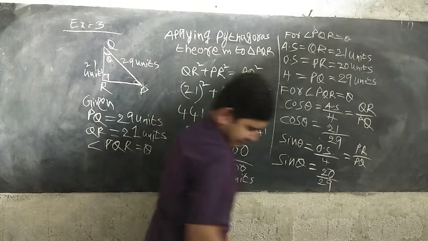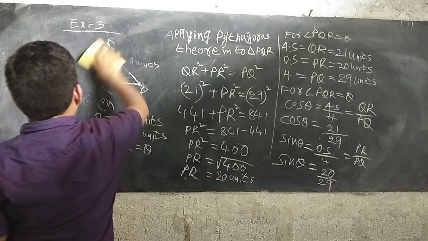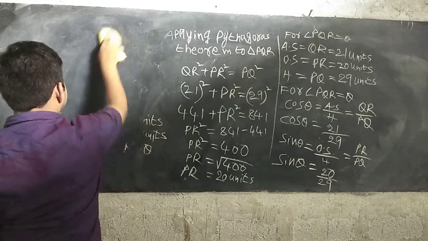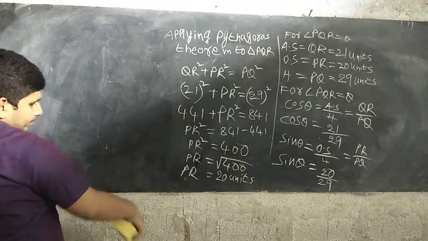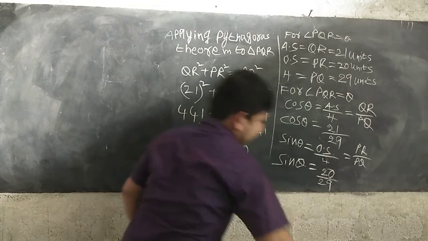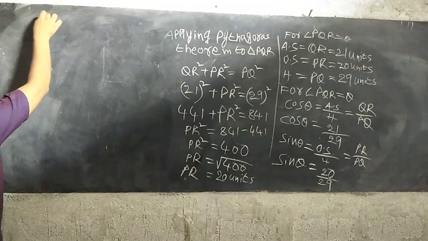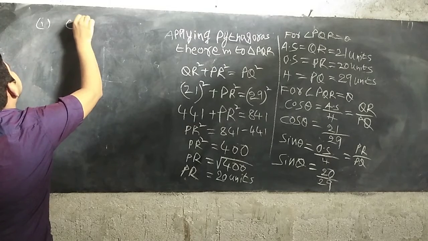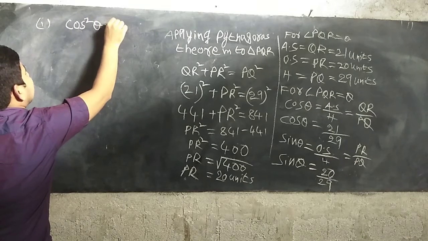Now what do we want? Cos square theta plus sin square theta.